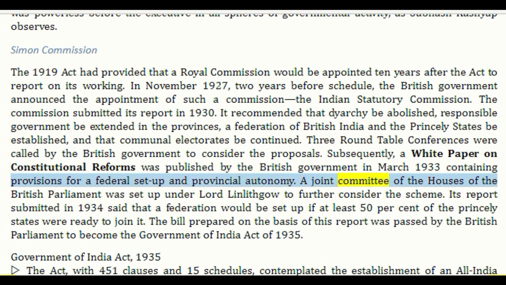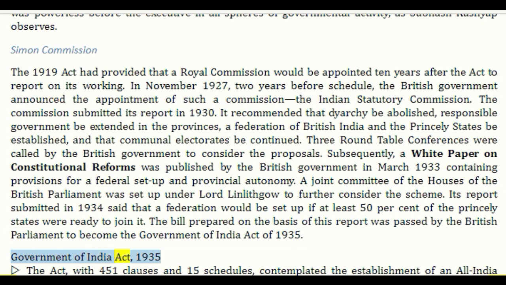A joint committee of the Houses of the British Parliament was set up under Lord Linlithgow to further consider the scheme. Its report submitted in 1934 said that a federation would be set up if at least 50% of the princely states were ready to join it. The bill prepared on the basis of this report was passed by the British Parliament to become the Government of India Act of 1935.